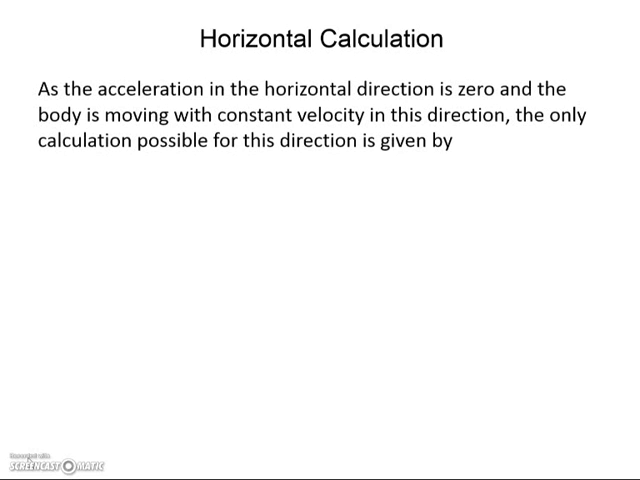The acceleration in the horizontal direction, we talked about this last video, is 0 because there's only one thing acting on a body, and that's gravity, which acts vertically. So it's moving with a constant velocity, and the only calculation possible for this direction is given by s equals vt, or the displacement is equal to the velocity times time.